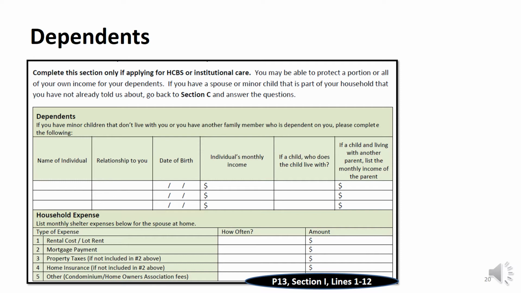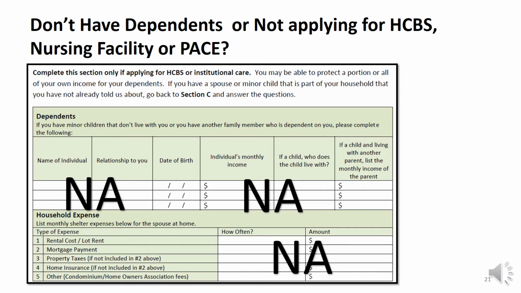Verification of reported shelter expenses for dependents must be provided. A dependent family member could include a spouse, a minor child, or other family member, and the dependency may be of any kind. It could be legal, financial, or medical. Do remember this section is only if you're applying for one of those long-term care programs, HCBS, nursing facility, or the PACE program, and you have dependent family members.